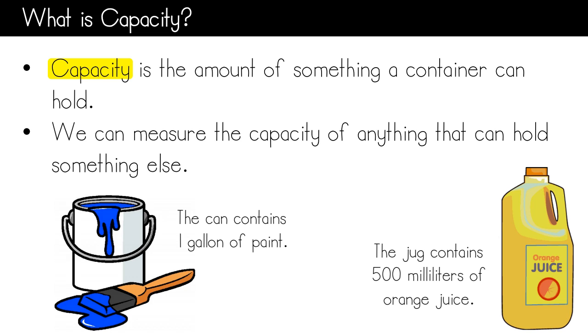What is capacity? Capacity is the amount of something a container can hold. We can measure the capacity of anything that can hold something else. For example, the container contains 1 gallon of paint. The jug over here contains 500 milliliters of orange juice. So look at our units. We have gallon and we have milliliters.